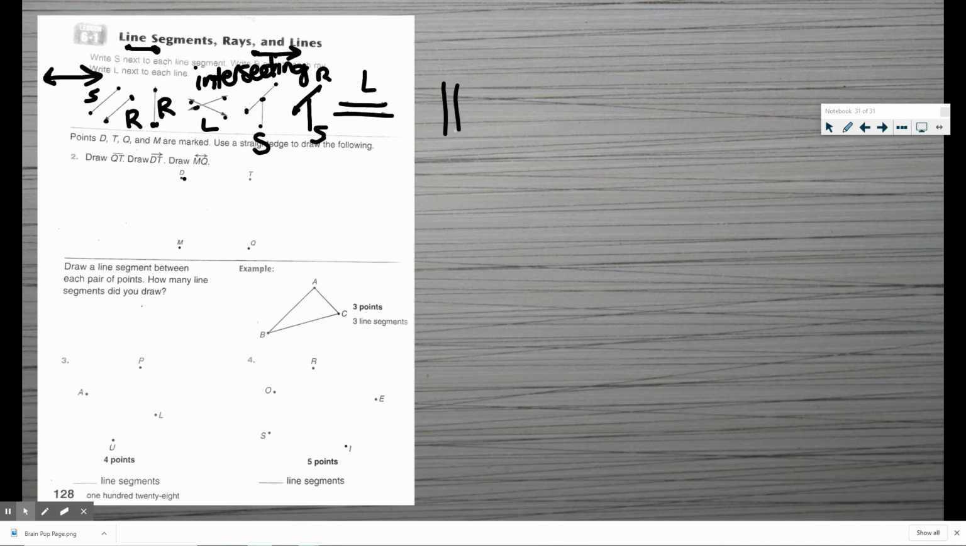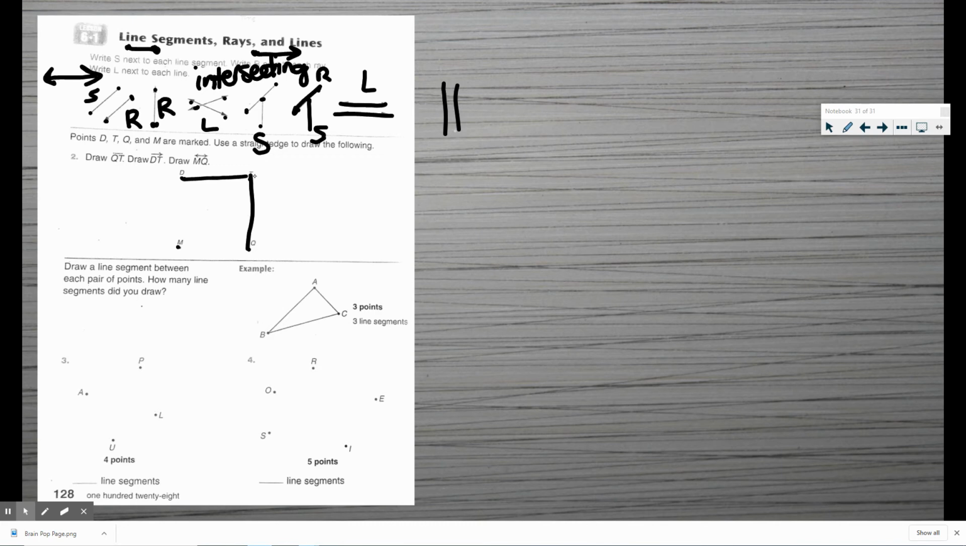All right, looking at this, points D, T, Q, and M are marked. So here's D, T, Q, and M. We're going to use a straight edge to draw the following. So this first one says draw line segment QT. So here's Q, that's going to be my endpoint. And T, this is line segment QT, not line QT.